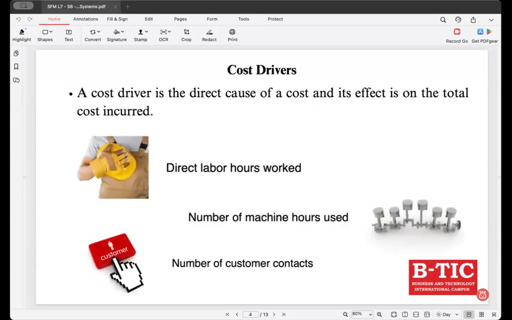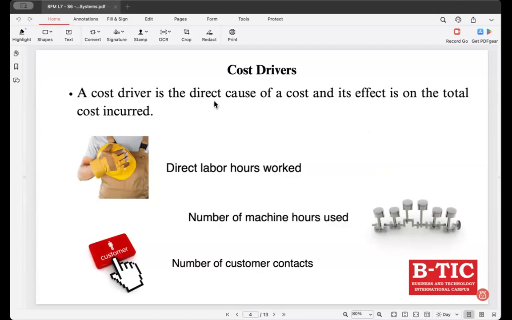Before we move on to these three categories of costing system, we have to learn something called cost drivers. I want you to listen carefully because this is very important. Understanding the meaning of cost drivers is crucial to understand absorption, marginal, ABC, and also the traditional costing system. To understand this in detail, you need to learn about cost drivers. So let's see what cost drivers are.